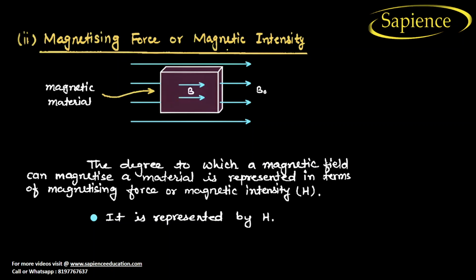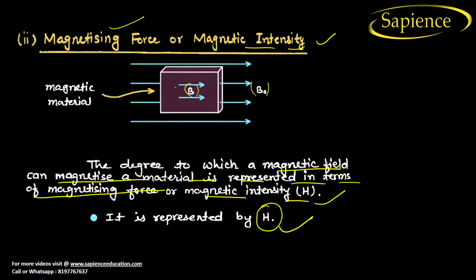Now, magnetizing force or magnetic intensity. Let us consider a magnetic material having a magnetic field B inside and B naught outside. The degree to which the material can be magnetized is represented in terms of the magnetizing force or magnetic intensity. The degree to which it can be magnetized, meaning it can be made a magnetic material, is known as magnetic intensity, and it is represented by H.